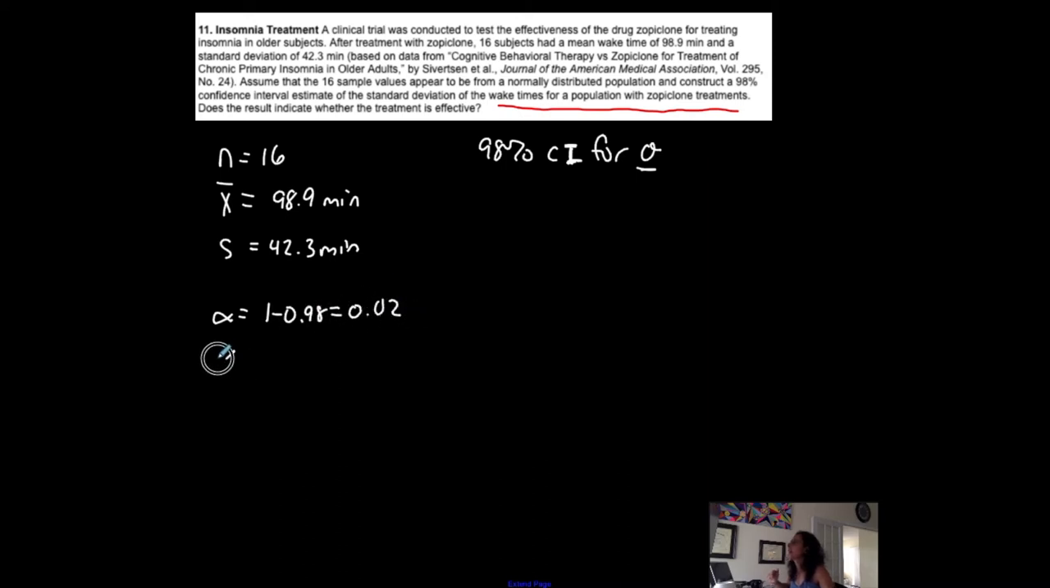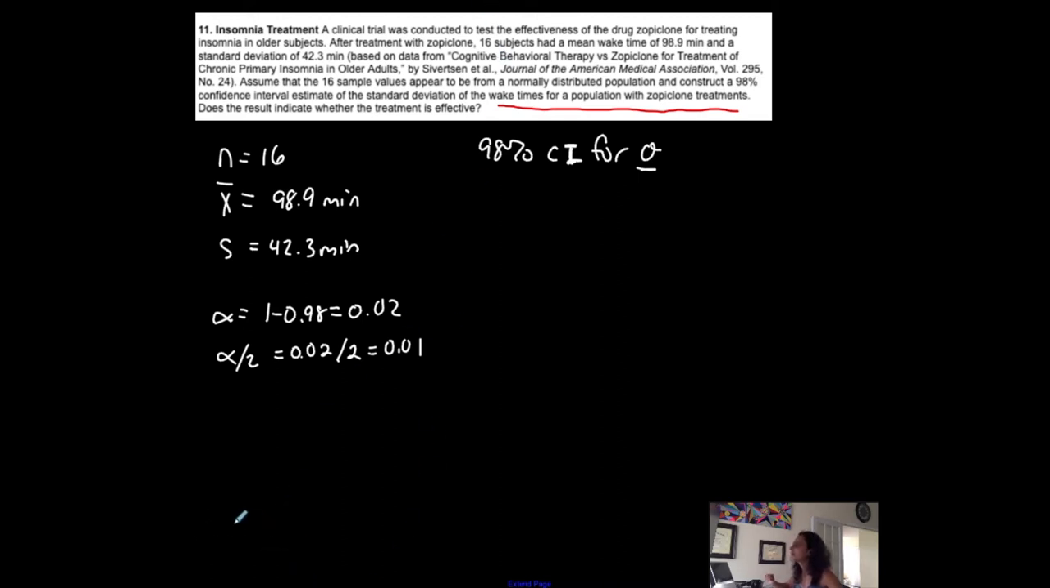Right? I'm always going to cut that in half because I have two tails, two different critical values. So I have 0.02 cut in half, which is going to be 0.01. If I draw this curve, whoa, it's not a beautiful curve. I'm going to straighten this thing out.